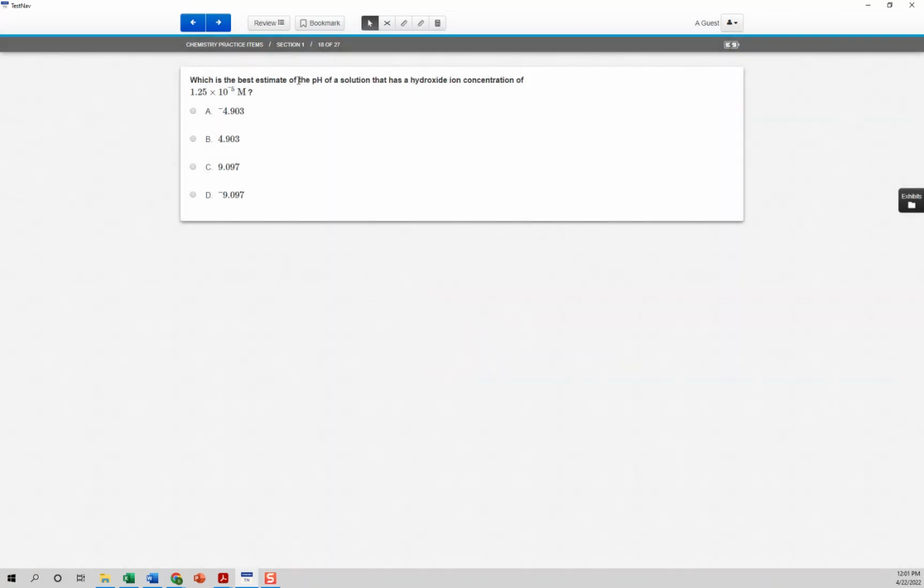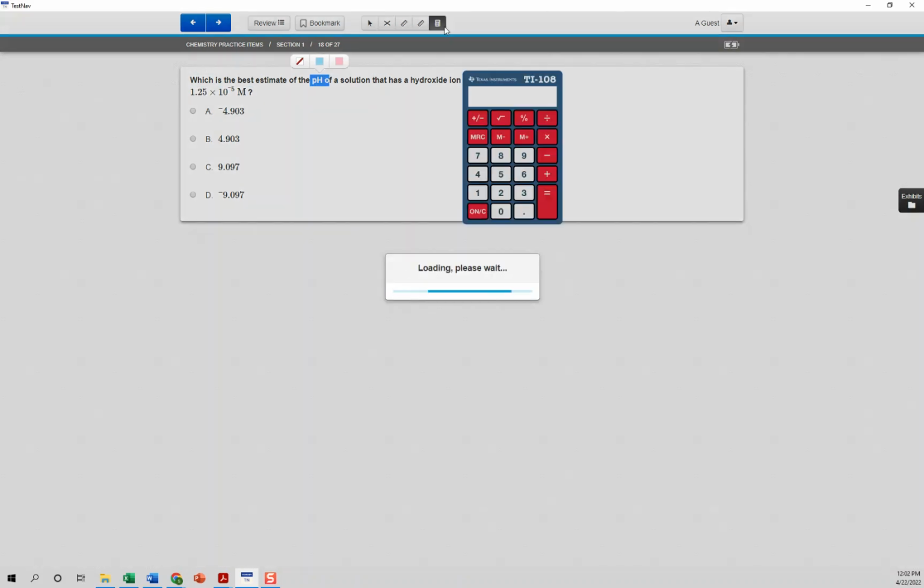Next: which is the best estimate for the pH of a solution when you're given hydroxide? This is where we have to be careful, because I know you've probably covered the equations on how to calculate pH and pOH, and that pH plus pOH always equals 14. Understand that hydroxide is the OH⁻ concentration. If you have the hydroxide concentration and take the negative logarithm of that, that gives you the pOH. You have to remember then to subtract from 14 to get the pH. Do they have the log function here?